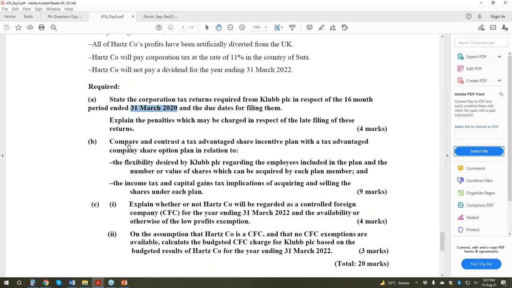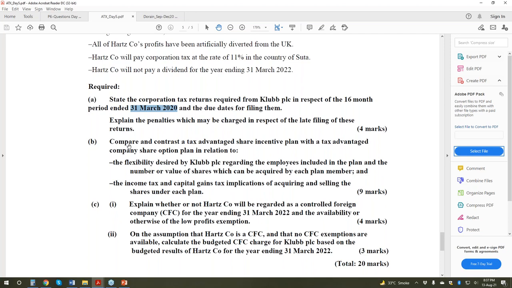Part B, compare and contrast a tax advantaged share incentive plan with a tax advantage company share option plan in relation to the flexibility desired by the Club PLC regarding the employees included in the plan and the number or value of shares which can be acquired by each plan member.